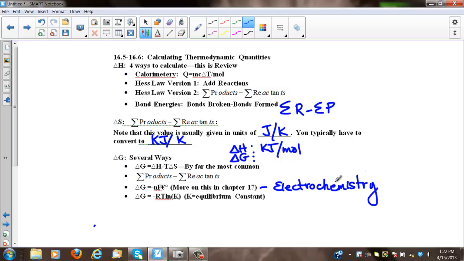And I spoke to you briefly about delta G equals negative RT ln K, and that is when you're trying to find delta G and you're given equilibrium information. So you can set up a K expression and solve it that way.